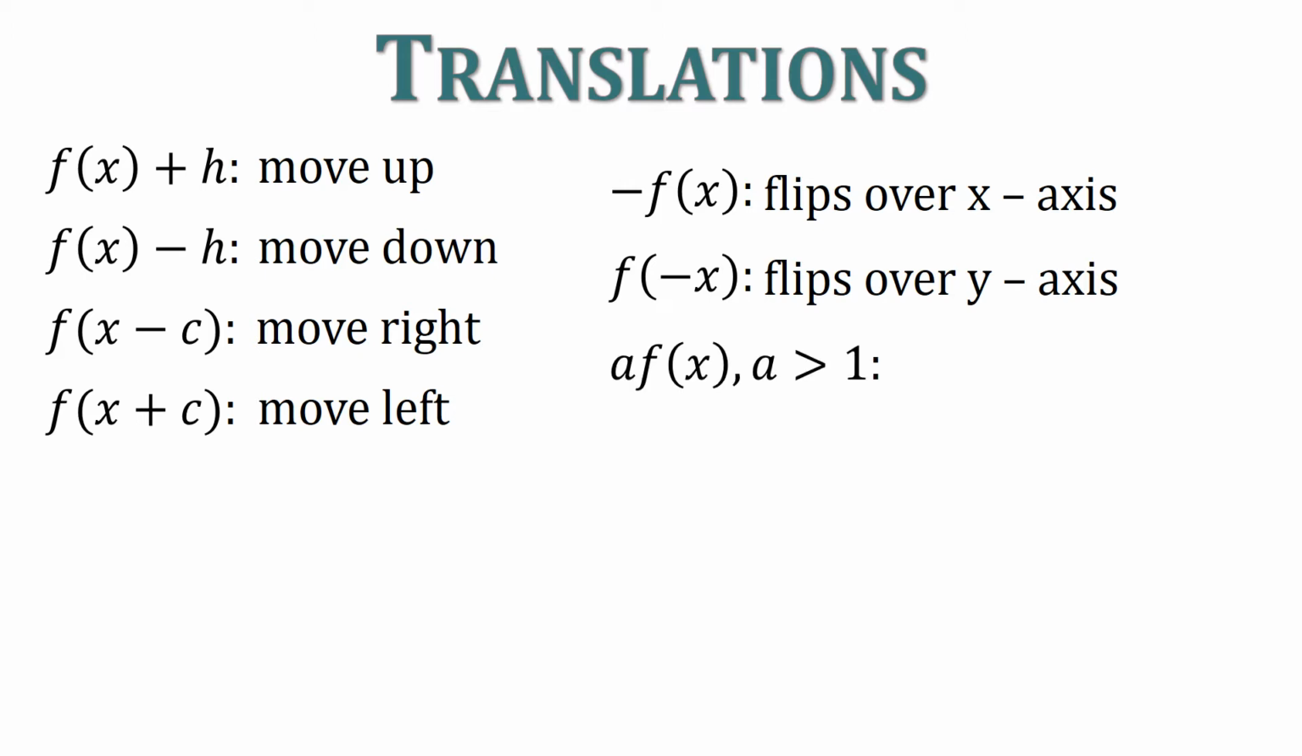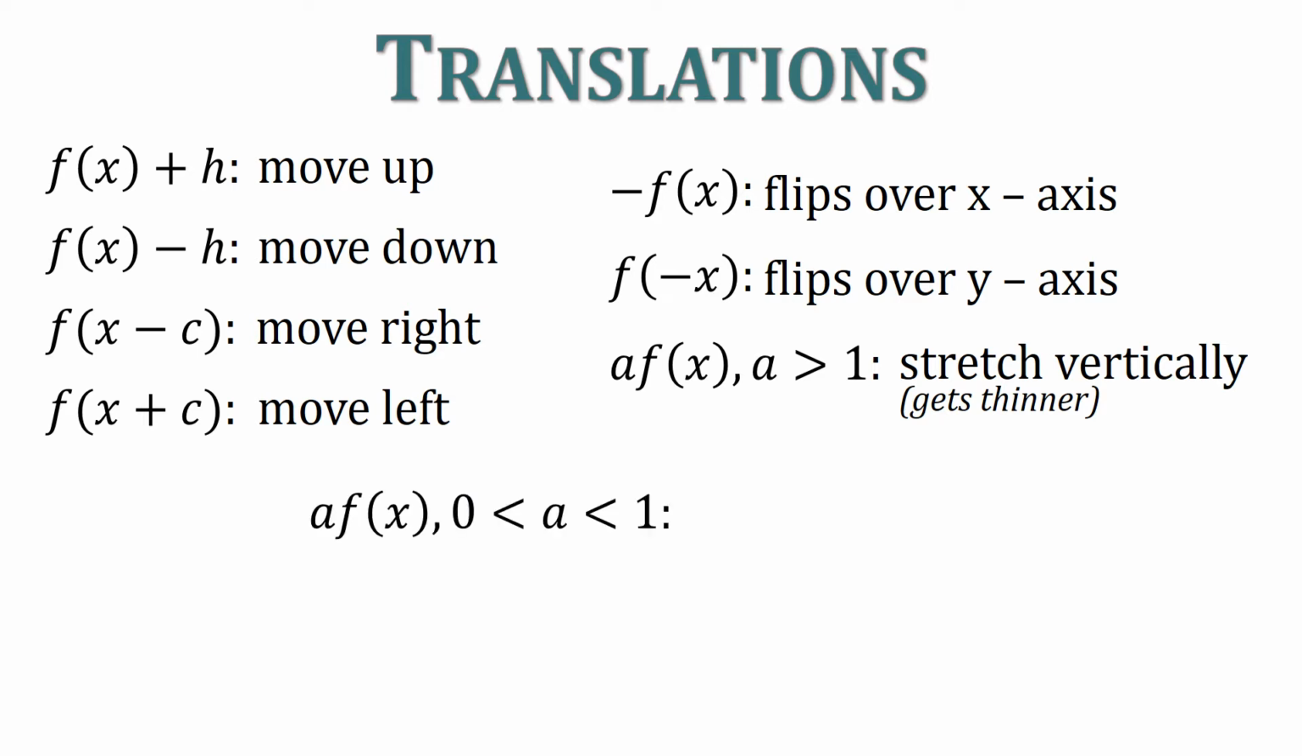Whenever we multiply by a number that's bigger than 1, so maybe like 3, that's going to be a vertical stretch, meaning that the function is going to get skinnier. And anytime that we multiply by a fraction that's in between 0 and 1, so maybe 1/2 or 3/4, it's going to be a horizontal stretch, meaning the function gets wider.